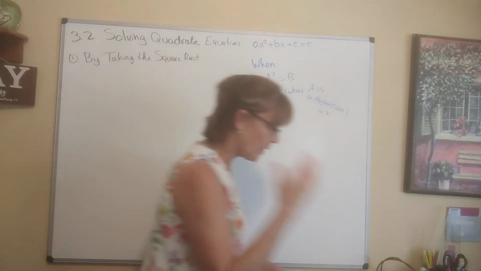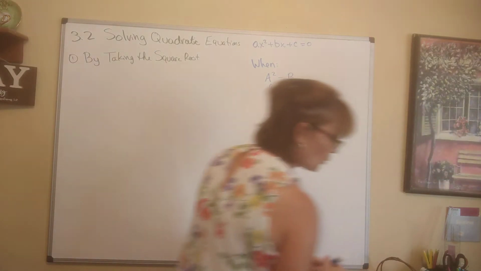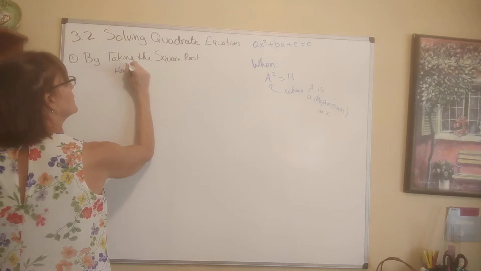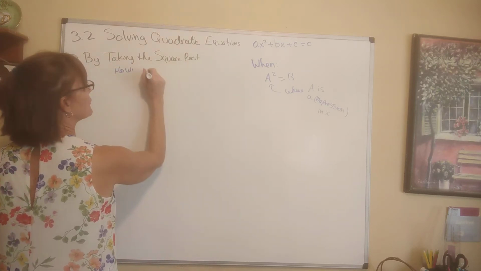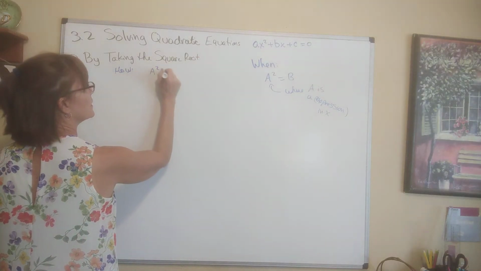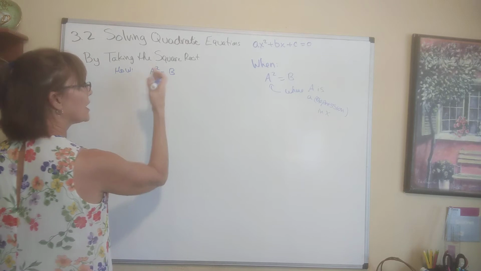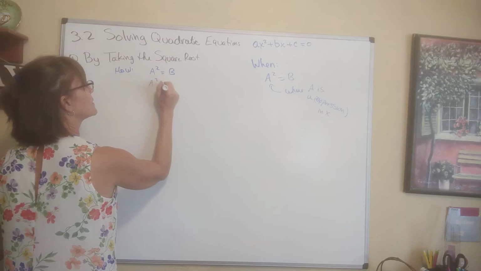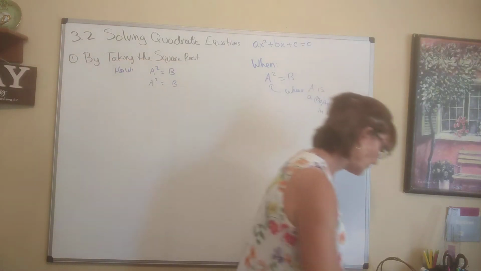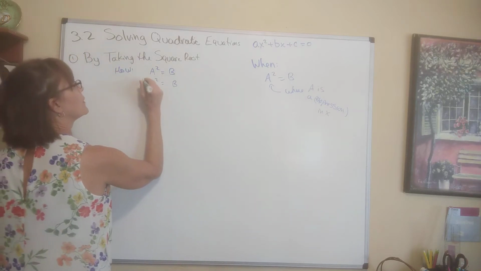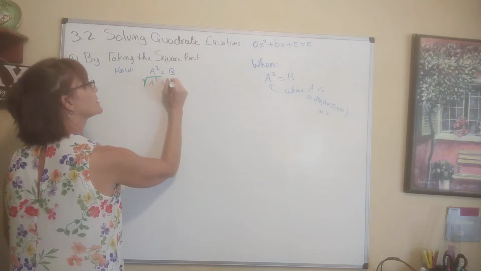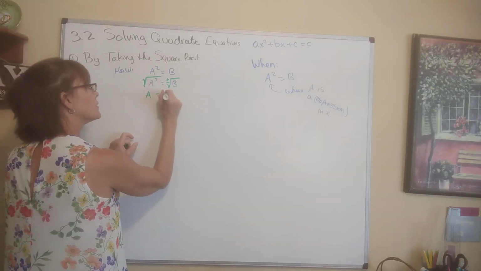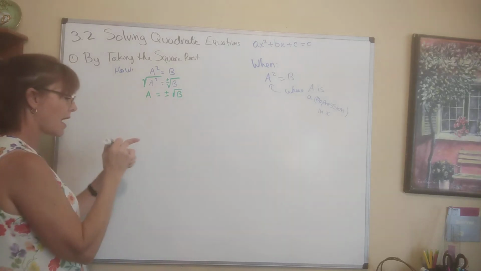So what is the method? The how is we get the equation into the form something squared is equal to something. And then you take the square root of both sides, which looks like this. The square root is equal to plus or minus the square root. The square root of something squared is just the something, so a comes out. It's equal to plus or minus the square root of b. And so this is the how.